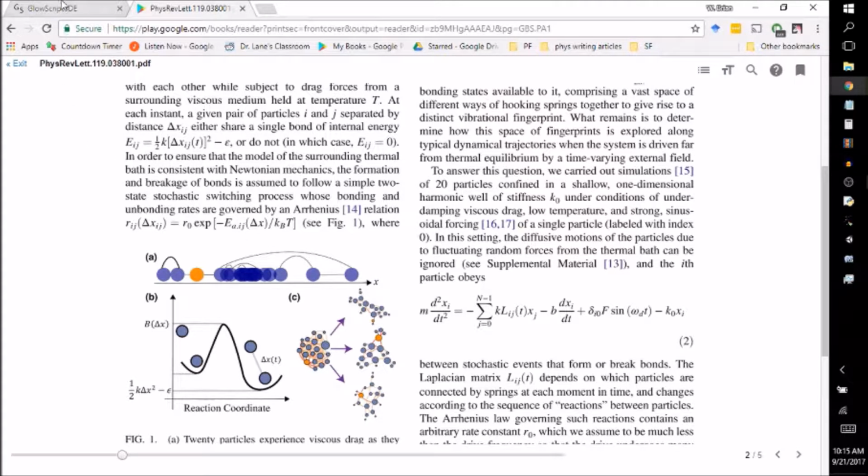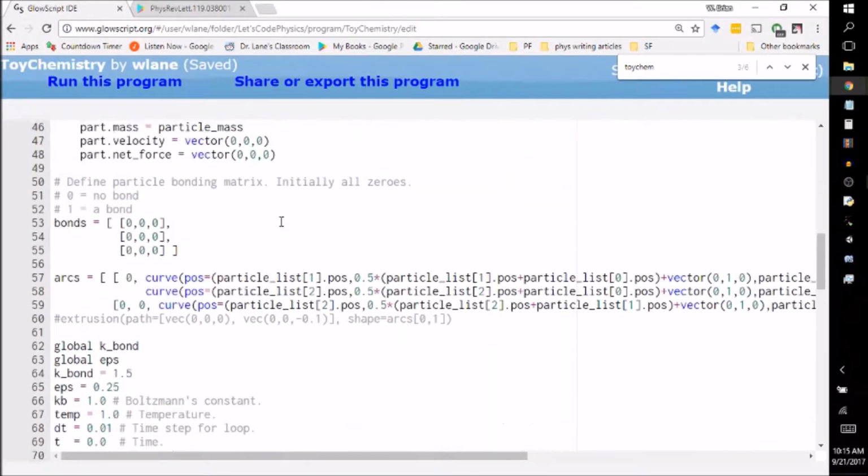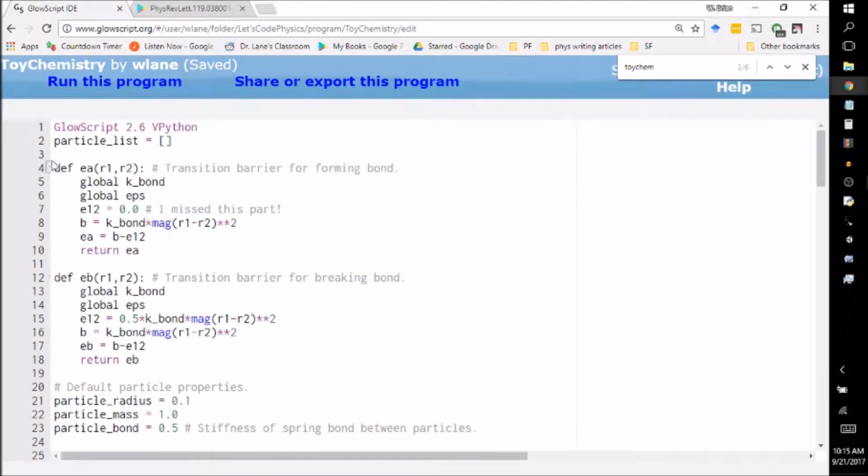So if we go back over to our code, I'll show you where I've put that in here. All the way at the top, we defined EA and EB before. So this is the transition barrier for forming a bond. This is the transition barrier for breaking a bond. And so all I had to change was this one line, that for an unbonded pair, E12 is 0. And for a bonded pair, E12 is this value. Oops, that needs to have the minus epsilon value. I had tried removing the epsilon from here, but that took it in the wrong direction. So I have this correct now.